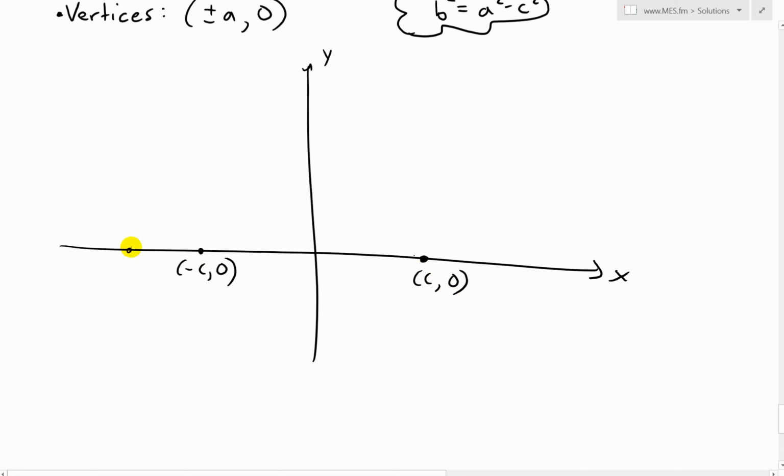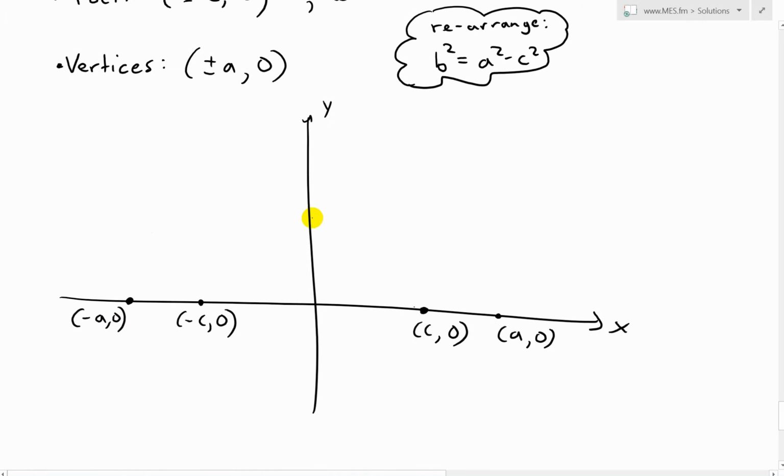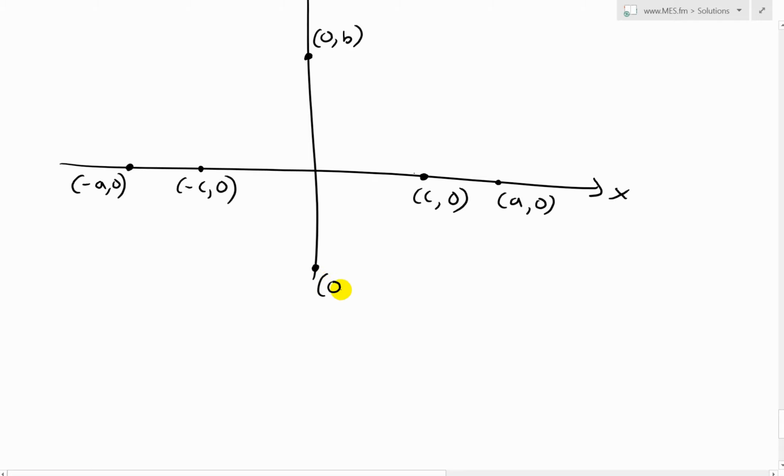Then what we have is the vertices. These are at (a, 0) and at (negative a, 0). Move that over here, so we're going to draw it soon. Then the y-intercepts are going to be somewhere across here, and I'll write this point as (0, b), and then the bottom one's going to be somewhere over here, at (0, negative b).